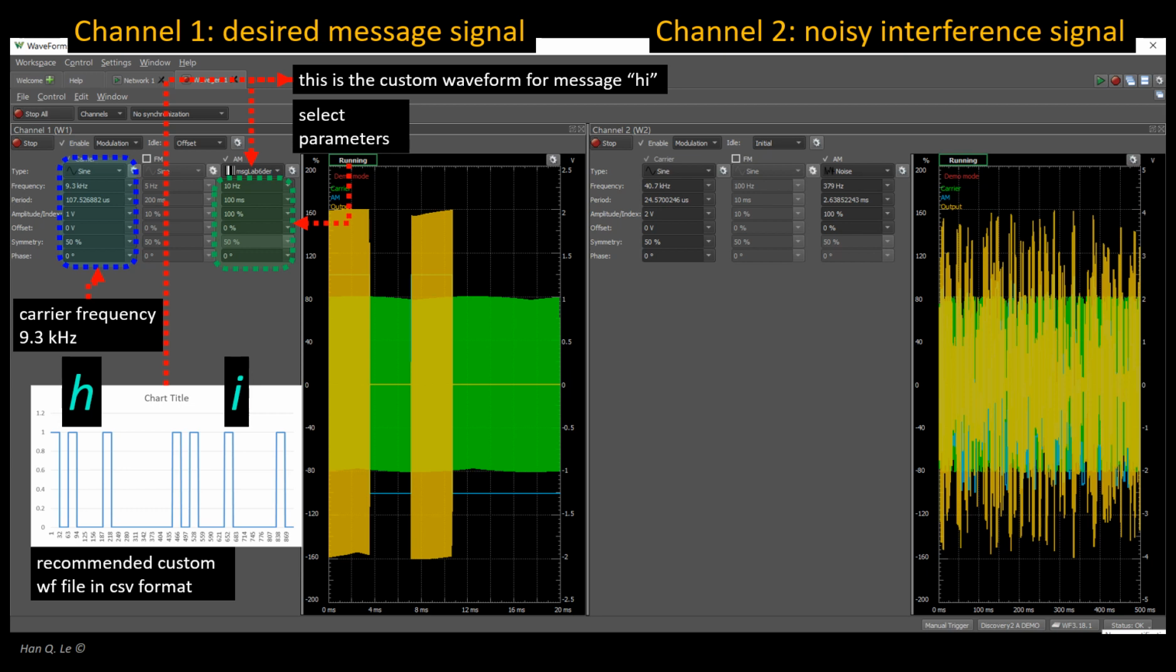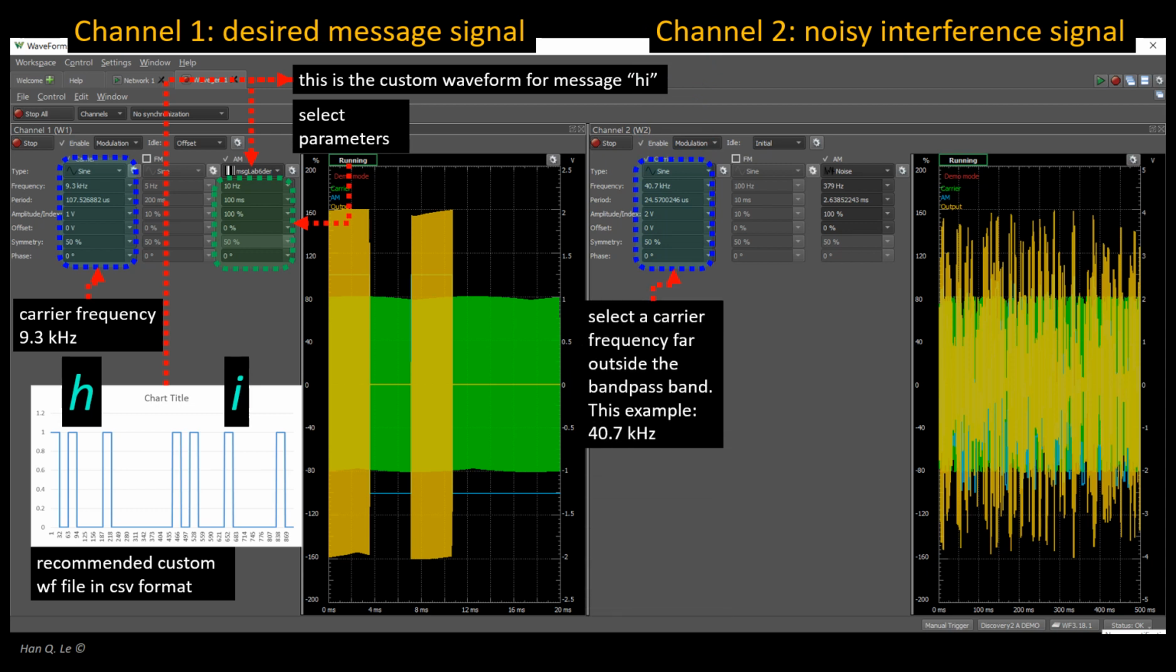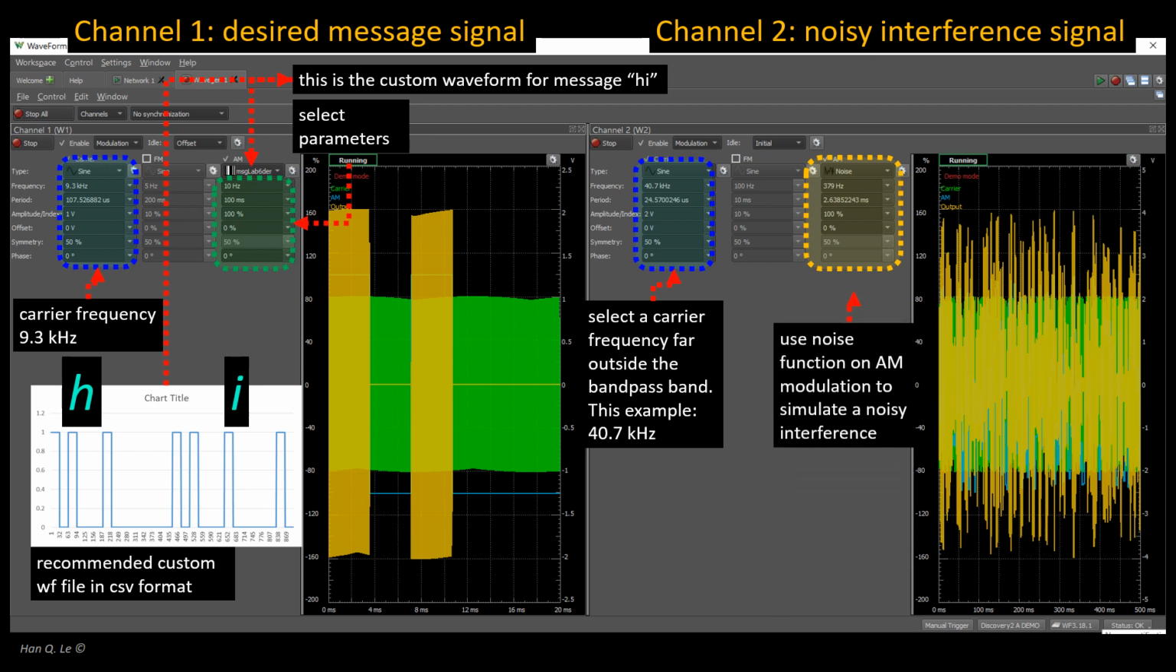Since the filter in this lab is only second order, it is not a sharp passband, and hence a high carrier frequency such as 40.7 kHz was needed to be cut off. The built-in noise waveform was used for AM at a low frequency outside the passband also. Shown here is 379 Hz, which is comparable to the transmission rate of 140 bits per second of the channel 1 data.